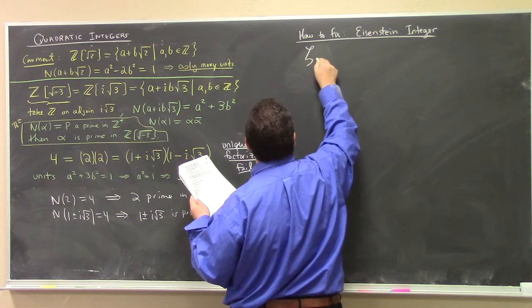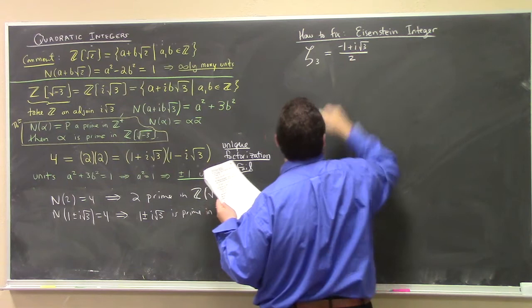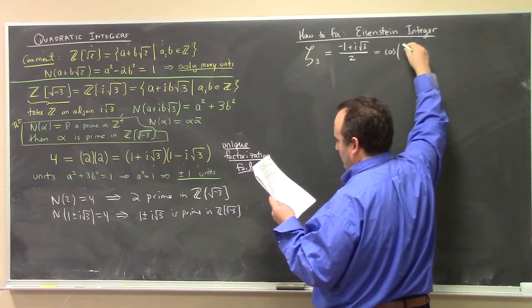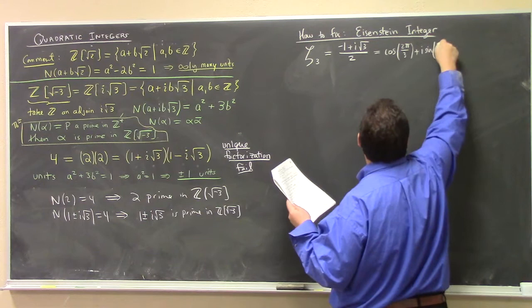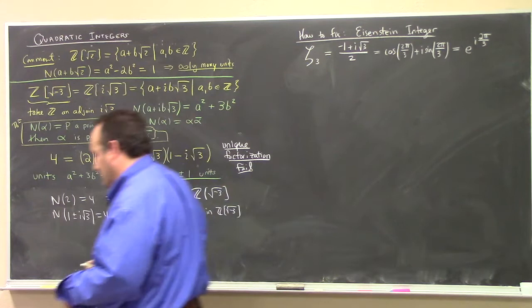So this is equal to minus 1 plus I root 3 over 2. In fact, this is equal to cosine 2 pi over 3 plus I sine 2 pi over 3. This is e to the I 2 pi over 3. This is the third root of unity, right? The principal third root of unity is what this is.